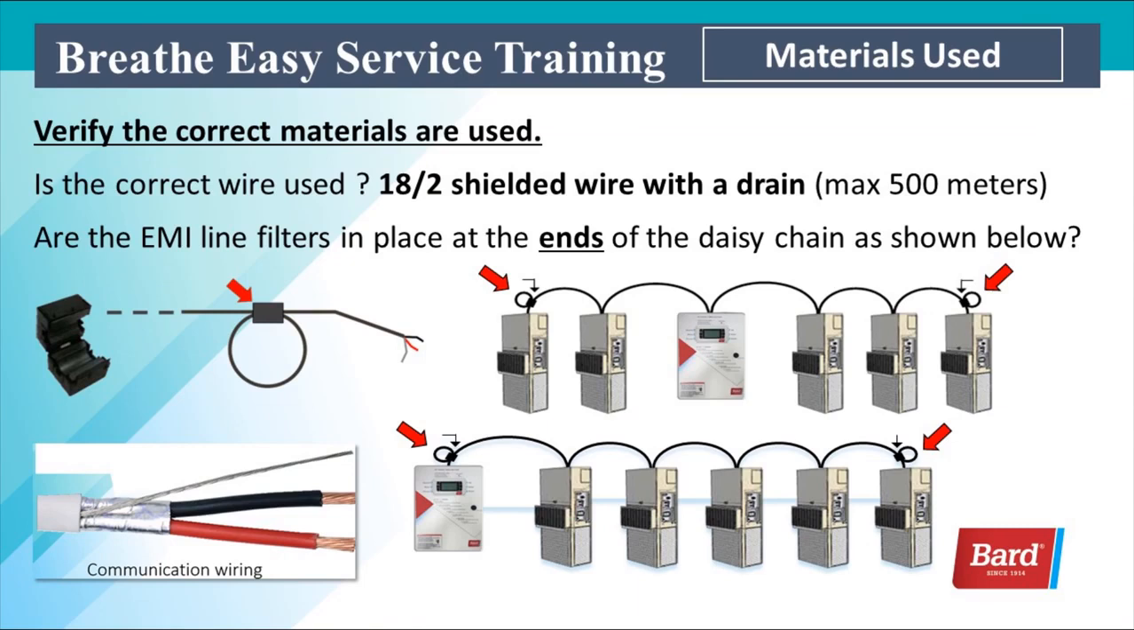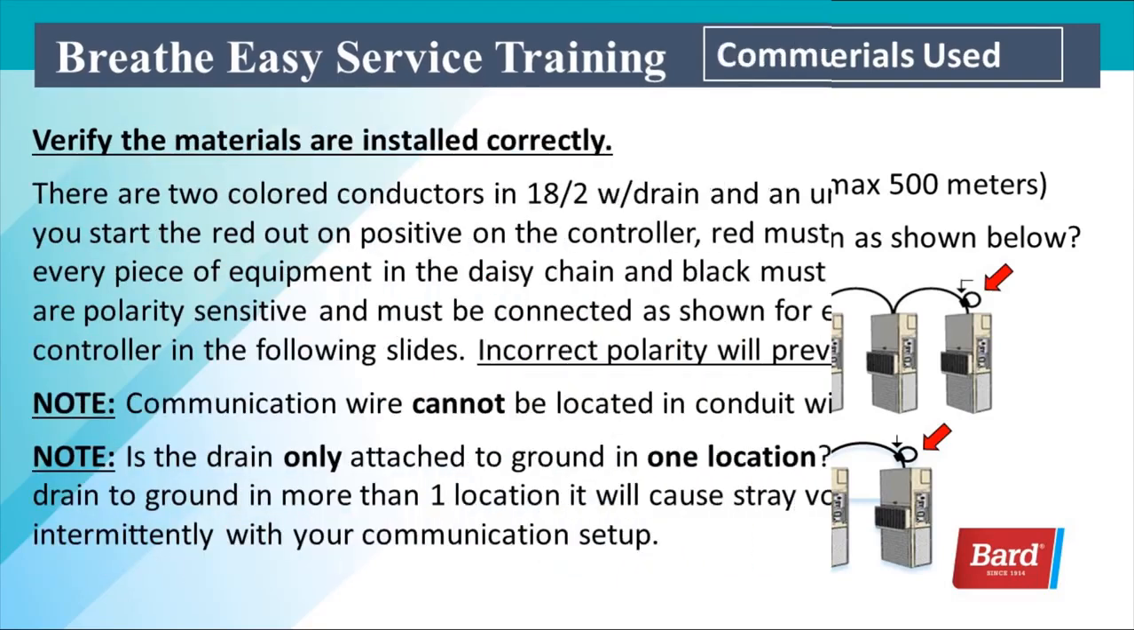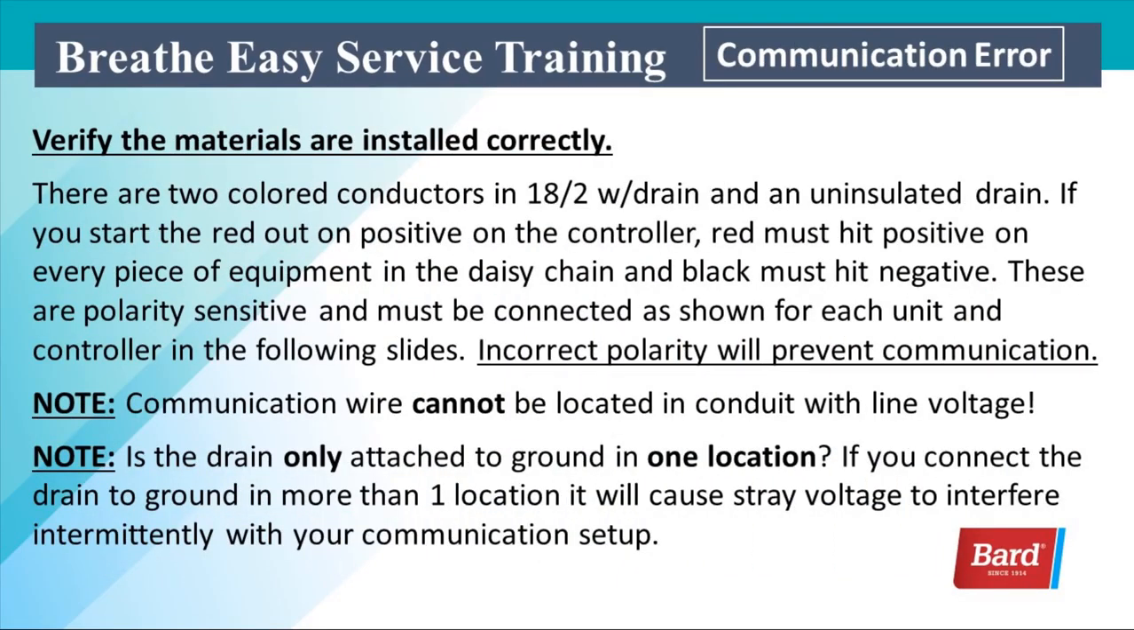Simply make a loop with the wire and clamp that around. That filter is designed to keep our wire from becoming an antenna. There are two color-coded conductors in the 18-2 and an uninsulated drain.